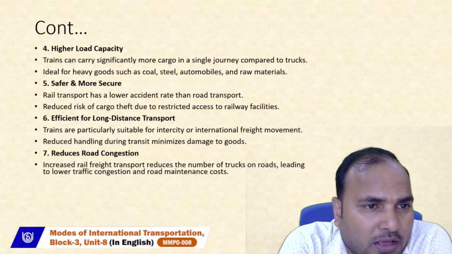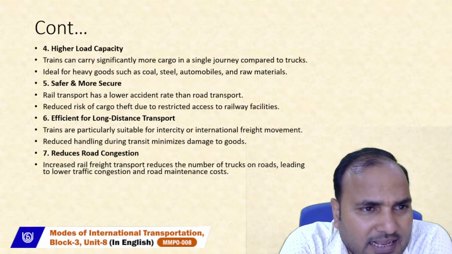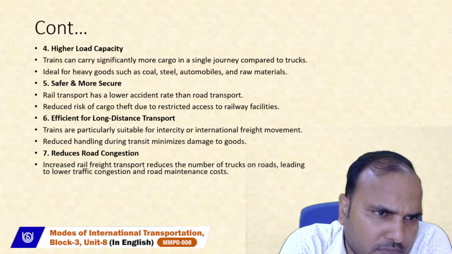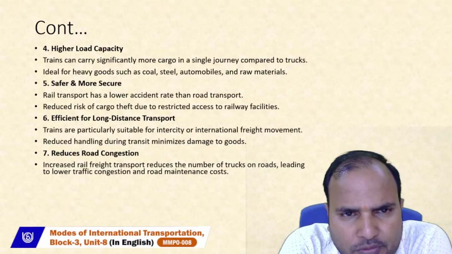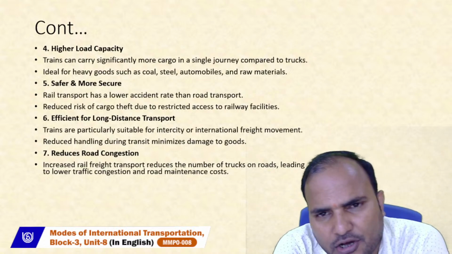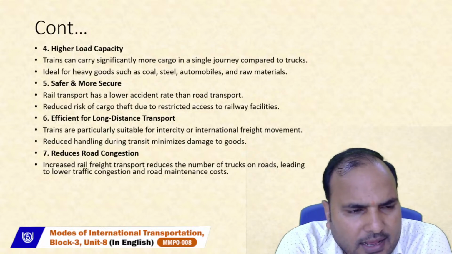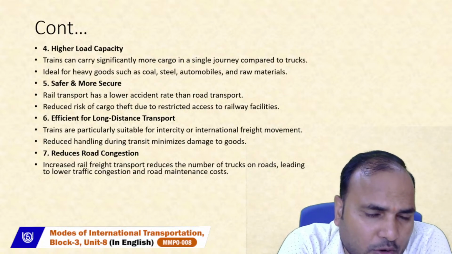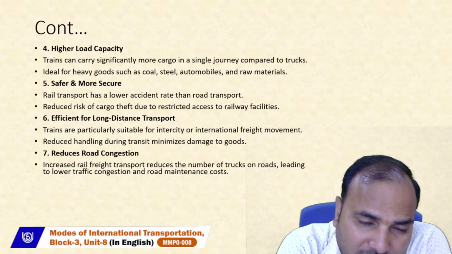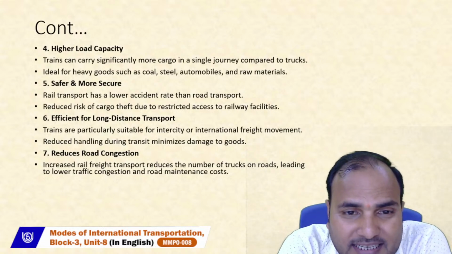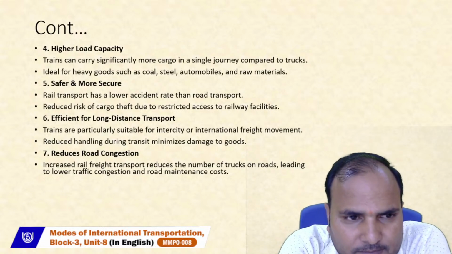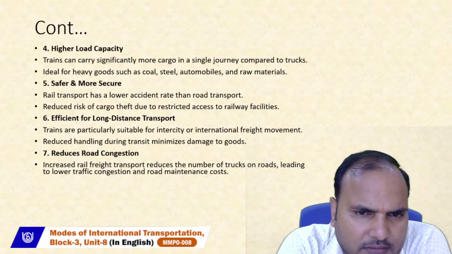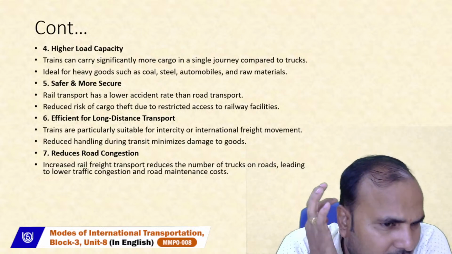Another is higher load capacity. Trains can carry significantly more cargo in a single journey compared to trucks, and are ideal for heavy goods such as coal, steel, automobiles, and raw materials. Another is safer and more secure. It has a lower accident rate than road transport. Also, it reduces the risk of cargo theft due to restricted access to railway facilities. There are RPF facilities, there is very little traffic, and so many restrictions are there.